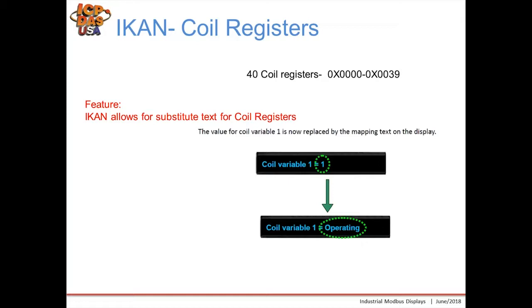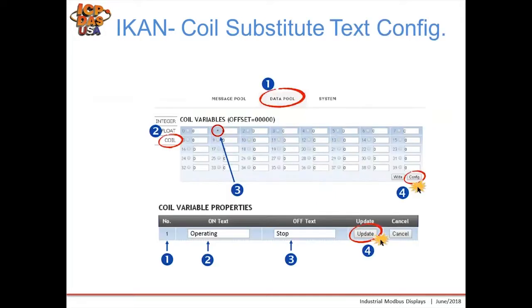Let's see, with the coil registers, you have the option to use substitute text. So as shown here in the picture, you can put in a message as opposed to displaying a 0 or 1. You can display a word, in this case, operating. And this is configured within the data pool shown here.